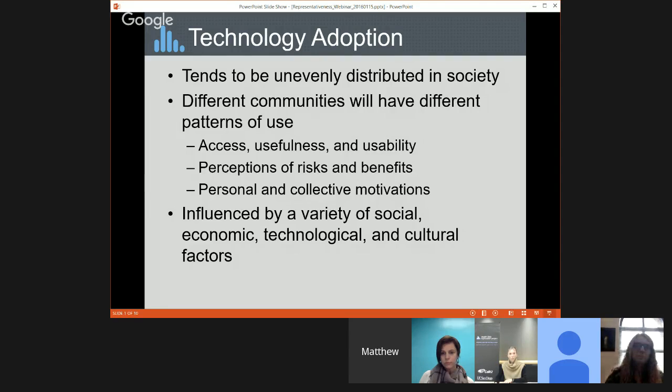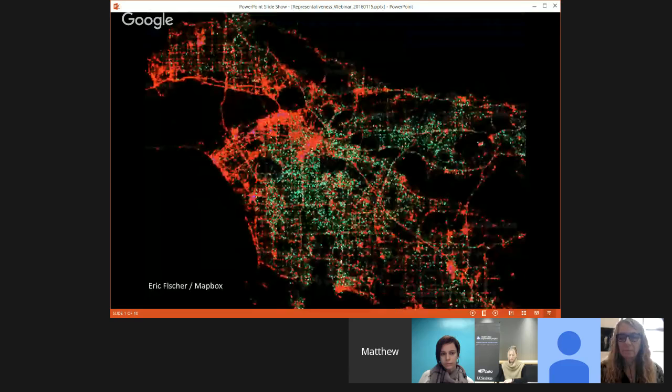And also thinking about personal and collective motivations, that if you're surrounded by people who are using a technology, there may be a different motivation to use that than if you're in a place where not a lot of people are. And so there are a variety of social, economic, technological, and cultural factors that are in play here that may affect who's actually using and getting benefit from the technologies.